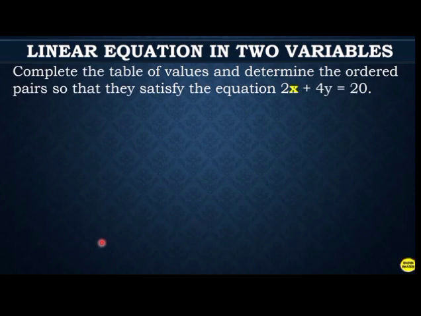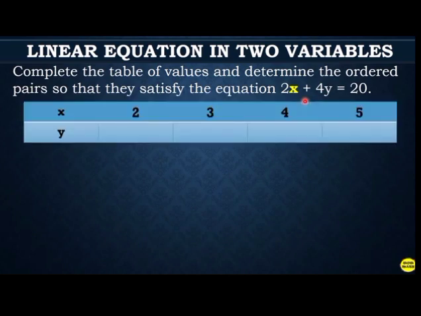Now, where do we use the table of values? To find the values that satisfy this equation, we need to look for the values of x and y. Since they are variables, we don't know their values. So we're going to look for the values of x and y for us to get 20. That is what an ordered pair means. What is the ordered pair that can substitute x and y so that we get 20?